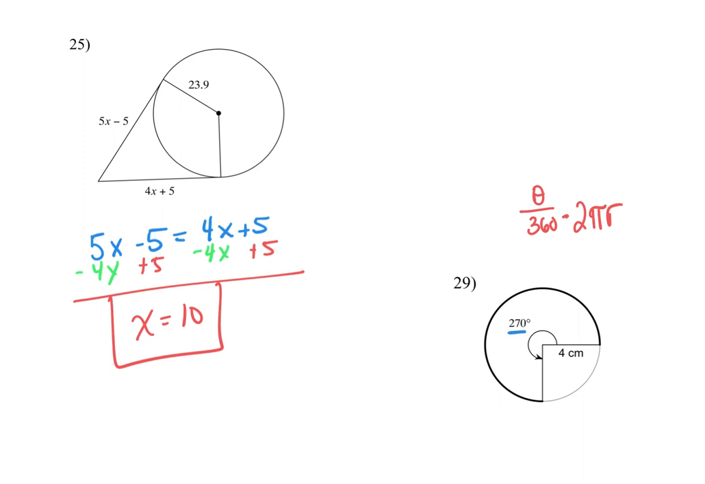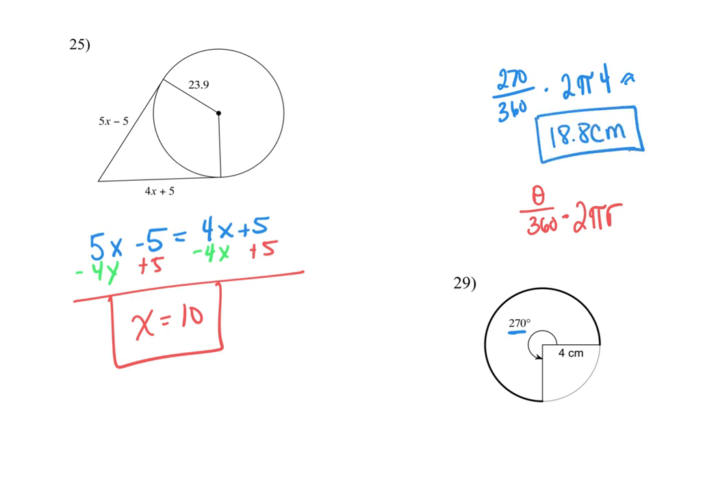So in this case, my angle is 270. So I have 270 over 360 times 2 pi, and my radius is 4. So you're just giving me the length. You do round to the nearest tenth, but you should be able to do all of that in your calculator. 18.8 centimeters is the length of that arc. You do have to know this formula. So you want to know that formula right there.